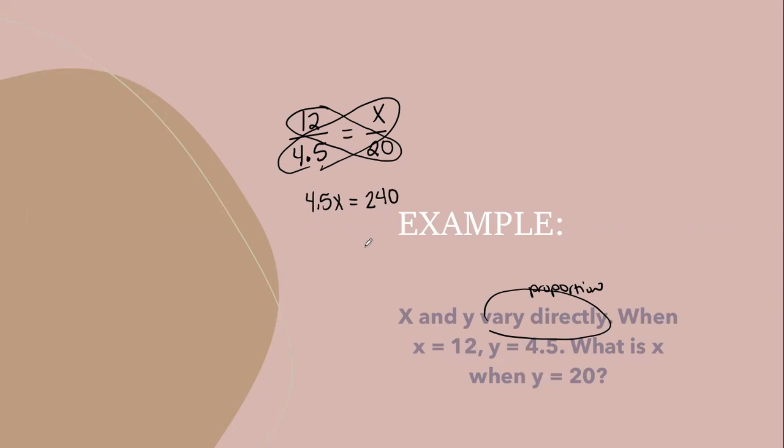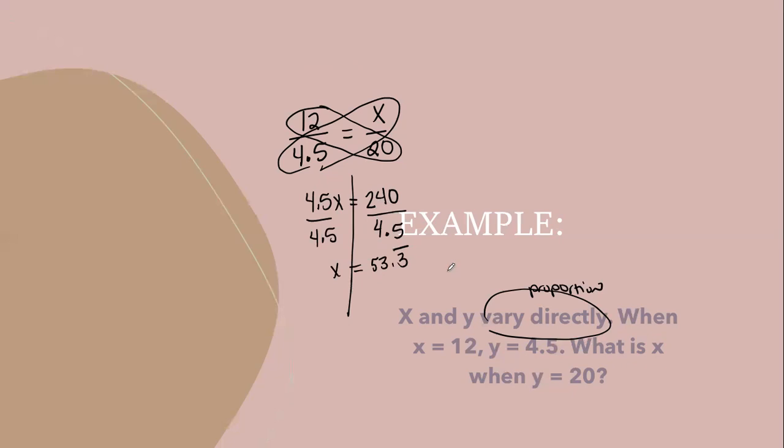And then from here, what? Do I subtract? You divide. I'm going to divide because 4.5 and X are multiplied together, so the only way to get rid of it is to divide. So I'm going to divide both sides by 4.5, which will give me 53.3 repeating. And that's it.